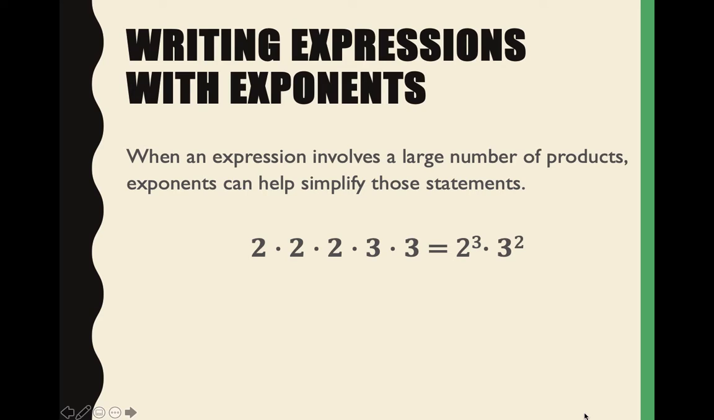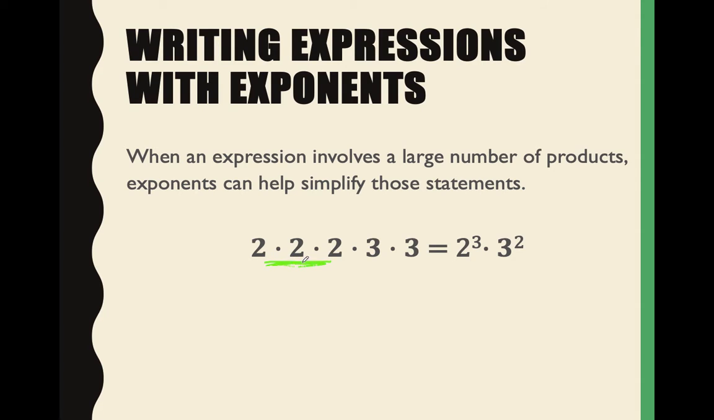In this first example, instead of writing out 2 times 2 times 2 times 3 times 3, we can simplify it by writing 2 to the third power times 3 to the second power. If you notice, we kept the 2's separate from the 3's, and that's because in order to combine and create an exponent like we did here, the bases must be the same.